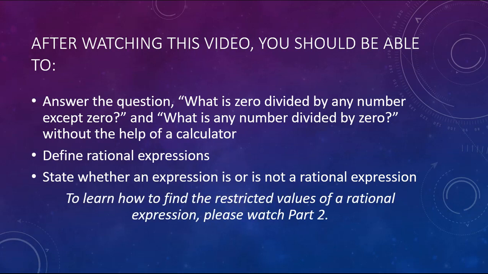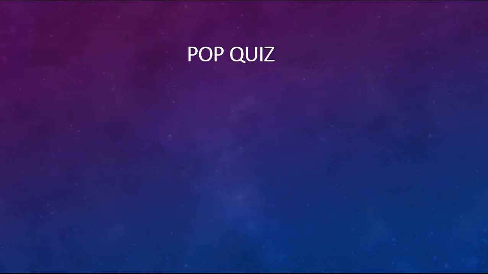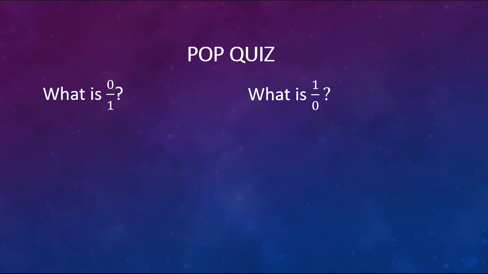In order to learn how to find the restricted values of a rational expression, you will need to watch part 2 of this video. Pop quiz. What is 0 divided by 1? Pause this video, write down or say your answer out loud, and then unpause the video. Likewise, what is 1 over 0? Again, pause the video, write down or say your answer, and then unpause the video to see if you are correct.